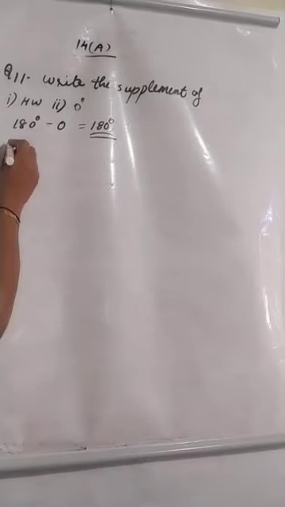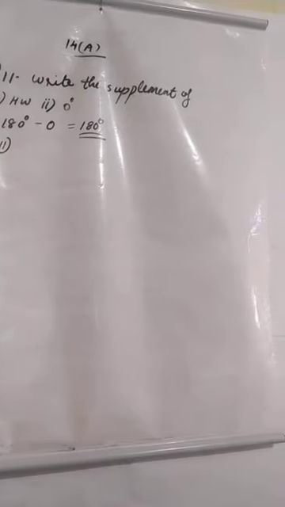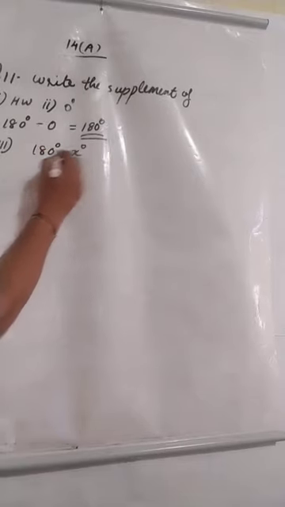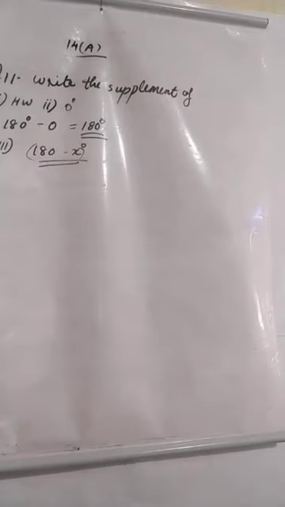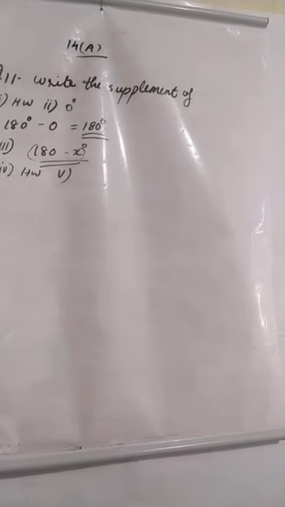Next is question number 3. Find the supplement of x degree. How can we find the supplement of x degree? Yes, 180 degree minus x degree. So 180 minus x degree. Next is fourth one, that is homework.